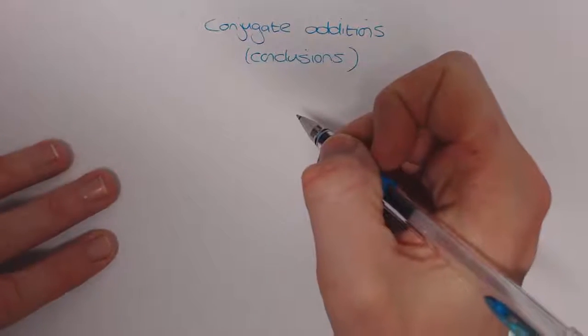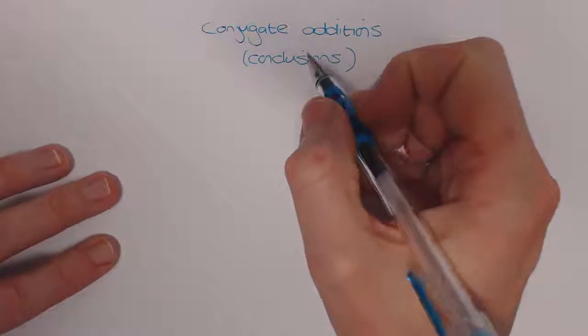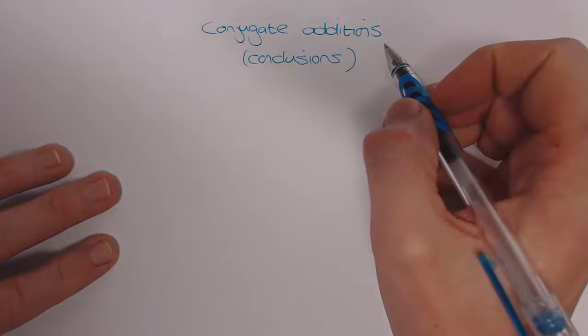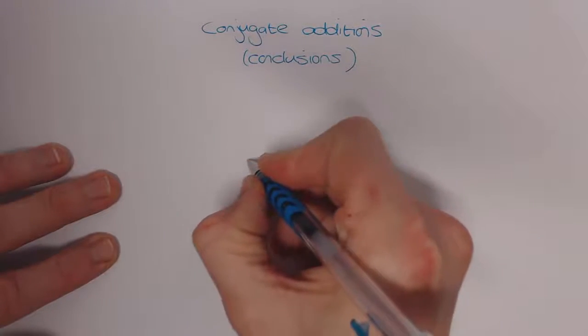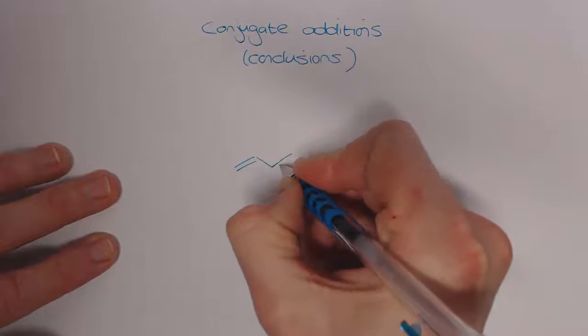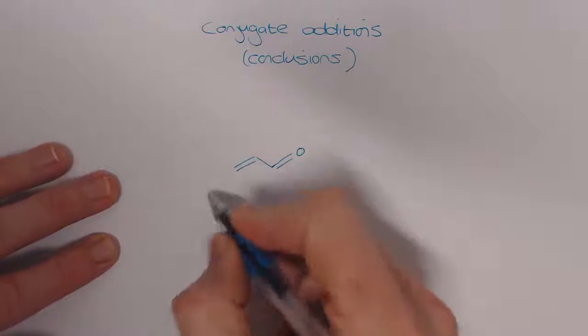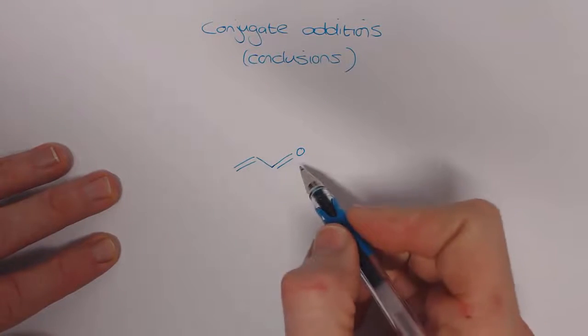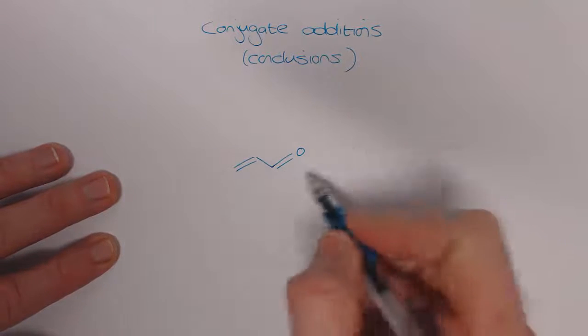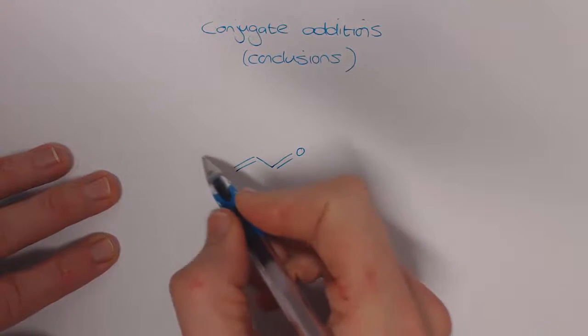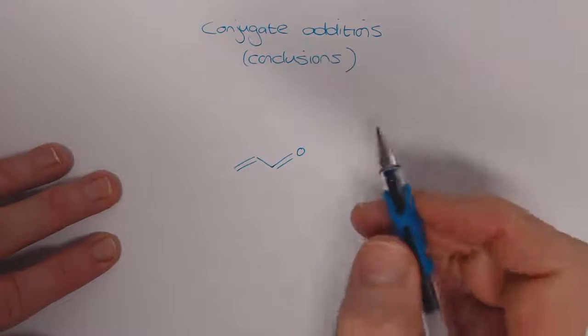So I would just like to finish off with the section on conjugate additions by just mentioning two really important things that we need to look at. So conjugate additions, we've covered now the basic unsaturated carbonyl reactions. We've looked at a whole host of these. We looked at the reasons for 1,4 addition versus 1,2 addition.